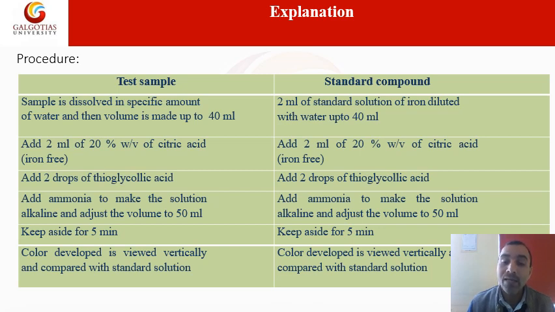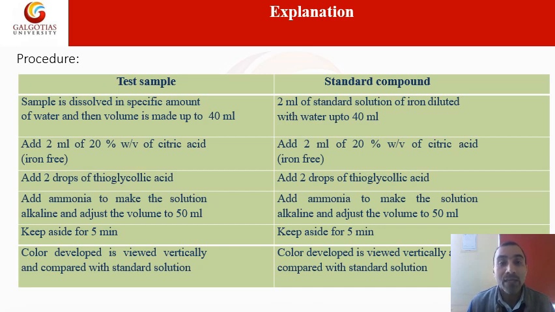After that we will add 2 drops of thioglycolic acid. Then we will add ammonia to make the solution alkaline and make up the volume up to 50 ml with distilled water. Again we will keep it aside for 5 minutes. Then the color will be developed, which will be viewed vertically and compared with the standard solution.